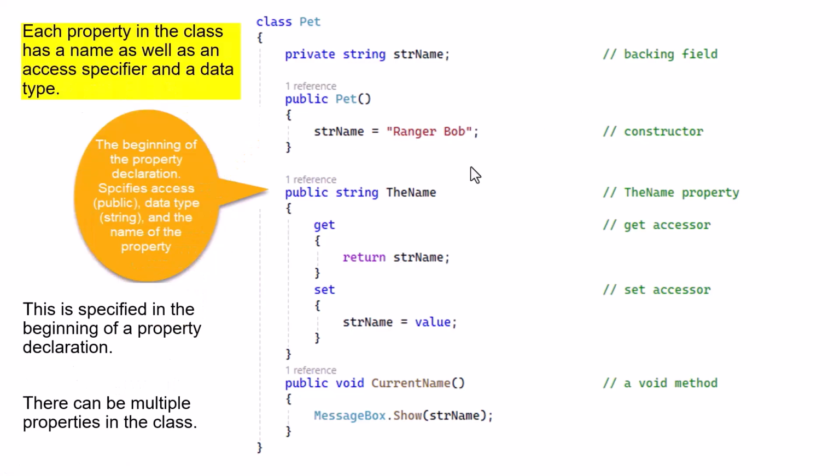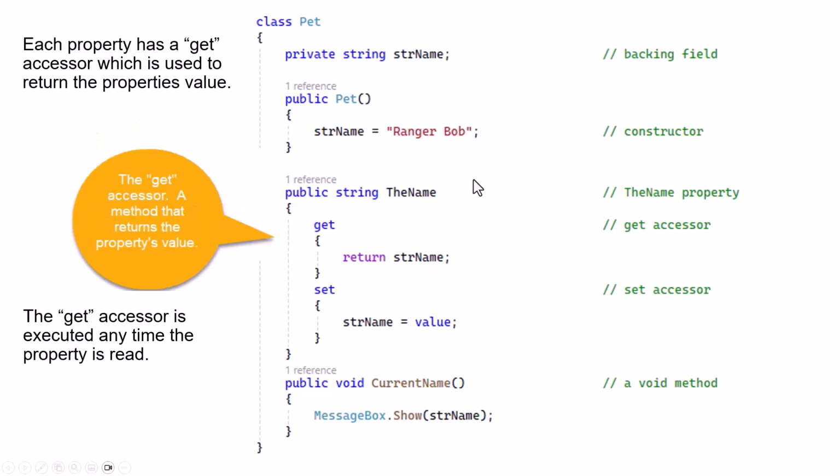Each property in the class has a name as well as an access specifier and a data type. Here's the name. This name has then the access of get and set, which we'll look at in detail in a second here. This is specified in the beginning of the property declaration. There can be multiple properties in a class. So you can have the name, you can also have the address or the telephone number, all within the same thing. Say instead of a class pet, we had class customer. We could have multiple things with that customer in there. The name, address, city, state, zip, all that could be contained in there, much like we do with a struct back in our database work. Within that property declaration, we have the get and the set.